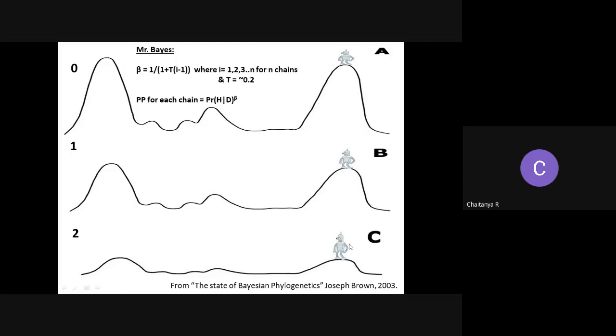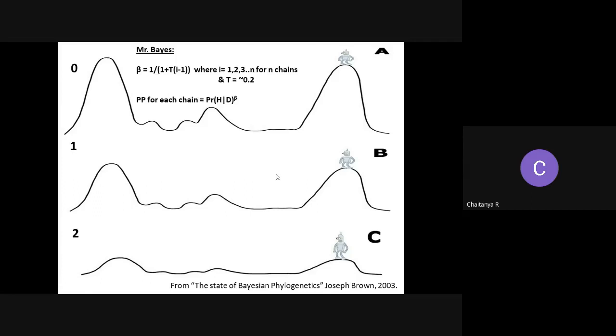Similarly, for chain C, it's further melted down. It almost looks like plain land for chain C because the beta value is a higher fraction and the probability space is almost plain land, right? Now, in the context of what I just explained in the previous slide, all these chains can make small downhill steps to traverse probability space, right? But for which chain would it be the easiest to traverse probability space?